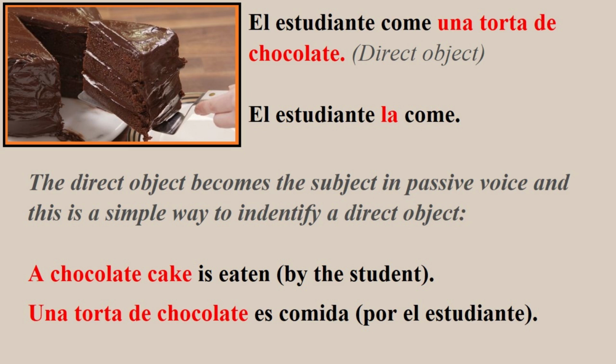El estudiante la come. The direct object becomes the subject in passive voice, and this is a simple way to identify a direct object. A chocolate cake is eaten by the student. Una torta de chocolate es comida por el estudiante.